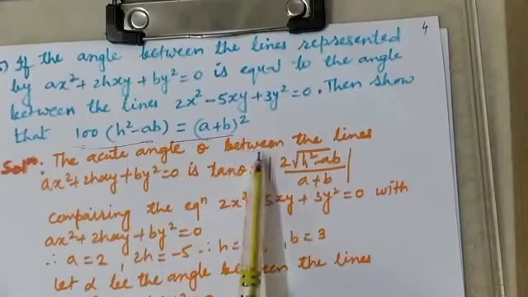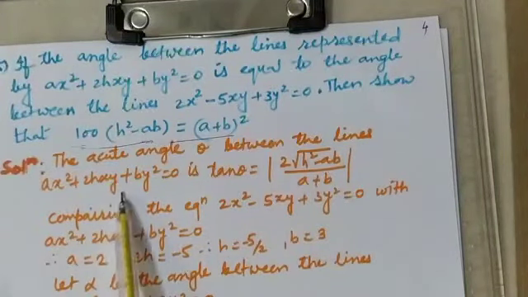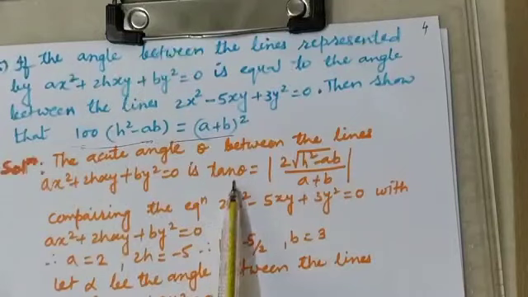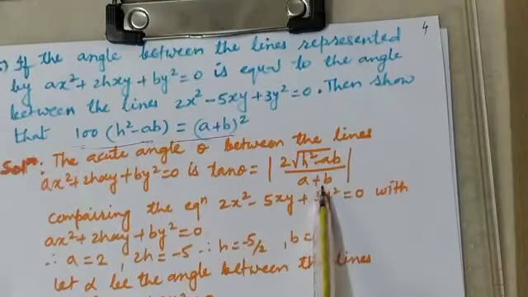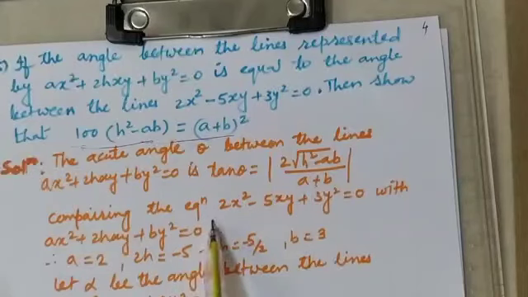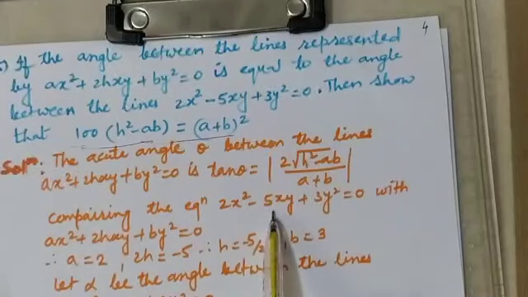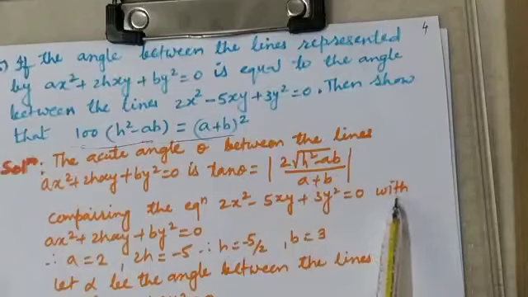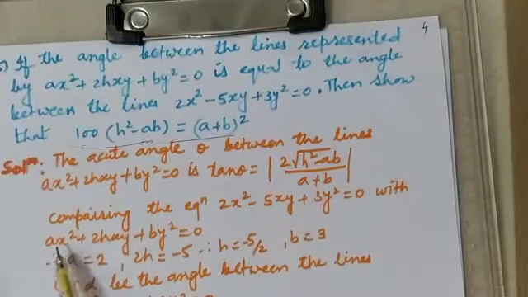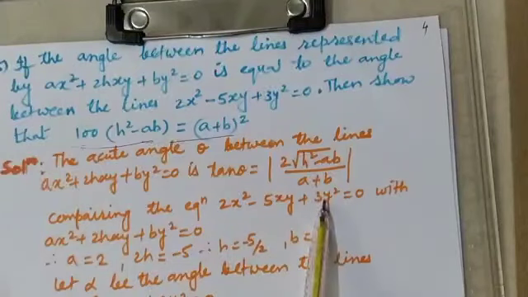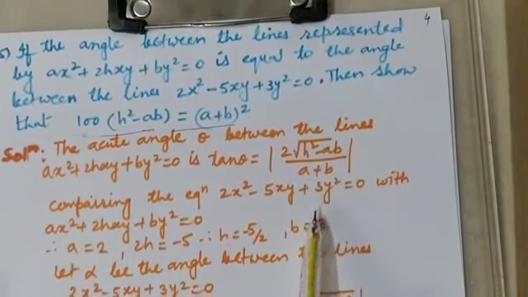Now see, the acute angle theta between the lines ax square plus twice of hxy plus by square is equal to 0 is tan theta, and is given by the formula. There is nothing new here. Comparing the equation 2x square minus 5xy plus 3y square is equal to 0 with the equation of the lines ax square plus twice of hxy plus by square is equal to 0, we calculate the value of a is equal to 2, twice of h is equal to minus 5, which gives h is equal to minus 5 by 2, and b is equal to 3. See, comparing this equation we will get this.